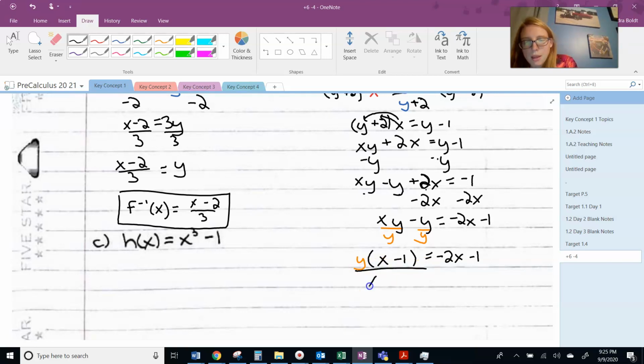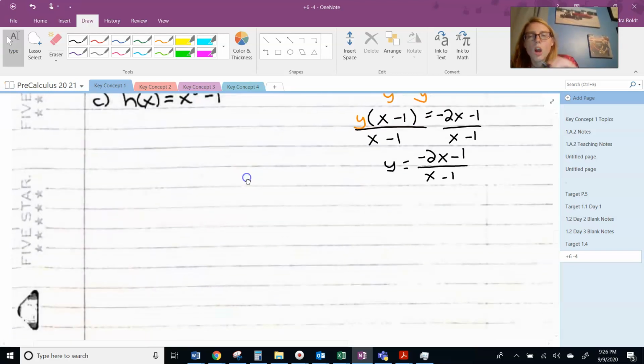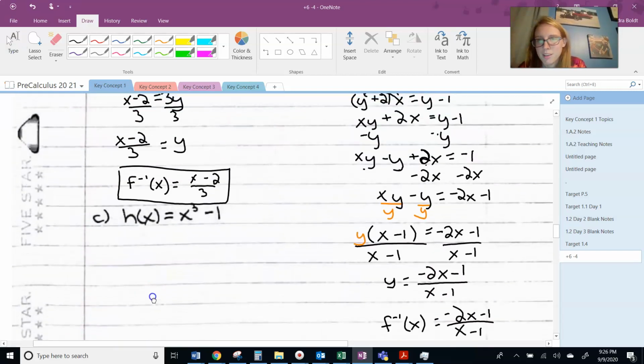And then we're going to divide by x minus 1. Those cancel. So I'm left with y equals negative 2x minus 1 over x minus 1. Our last step is to write it in function notation. f inverse of x is negative 2x minus 1 over x minus 1. And we're done.